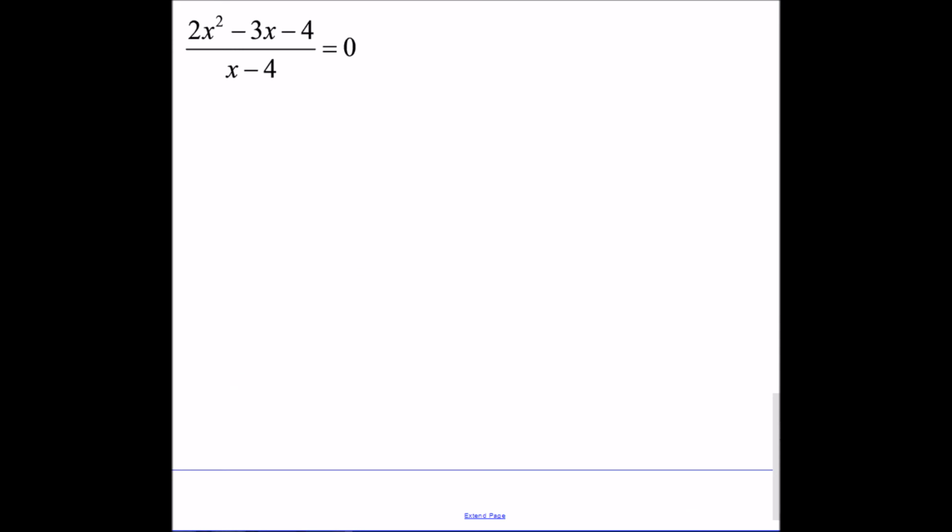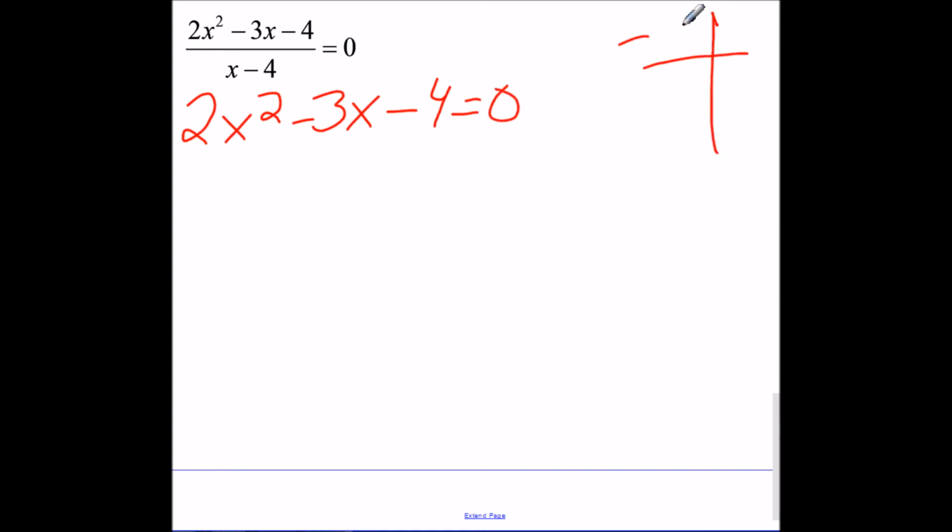Okay. All right, so I'm going to take the top and set it equal to 0. The numerator is equal to 0. Let's see if this is factorable. Are there factors of -8 whose sum is -3? 1 and 8, 2 and 4. None of them are equal to -3. I think I have to do this using the quadratic formula.